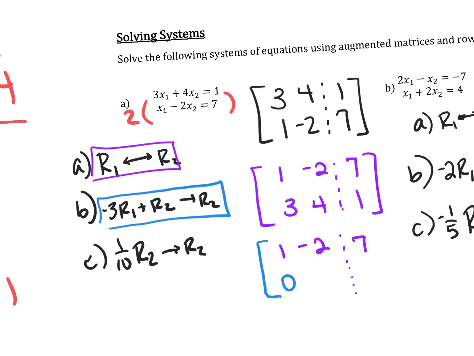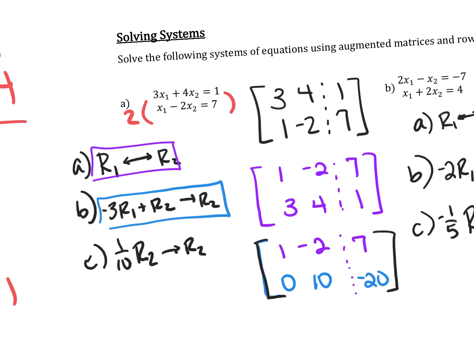And I'm going to do negative 3 times a negative 2 is a positive 6. Plus 4 is 10. And the last thing is negative 3 times 7 is a negative 21. Plus 1 is a negative 20.